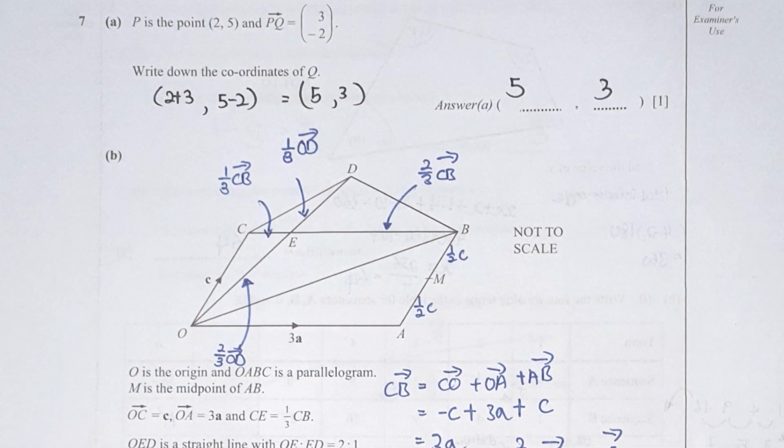As for section 7, write down the coordinates of Q. After the vector transformation, you will get your final result as 5, 3.